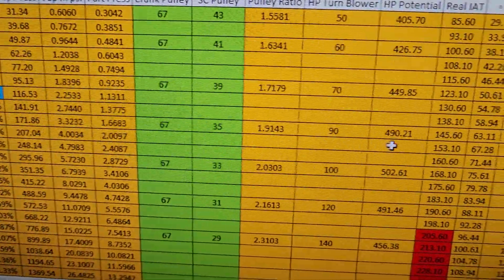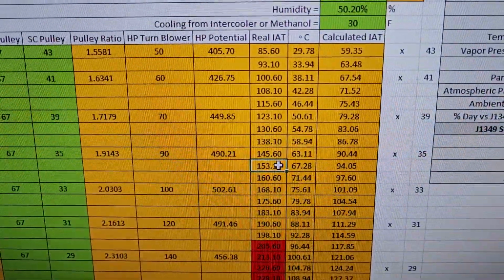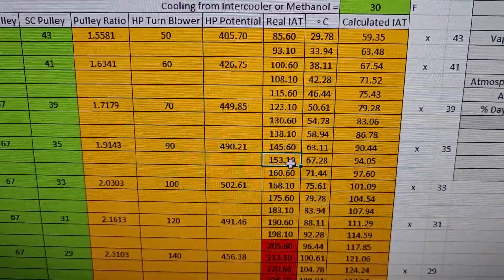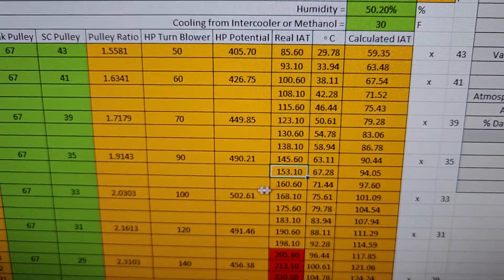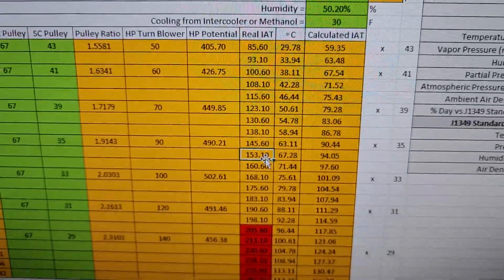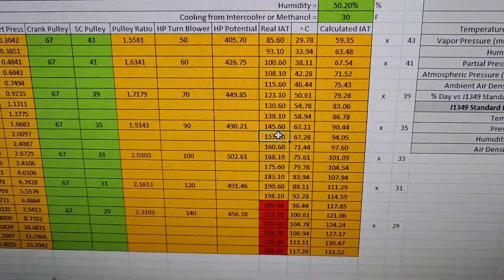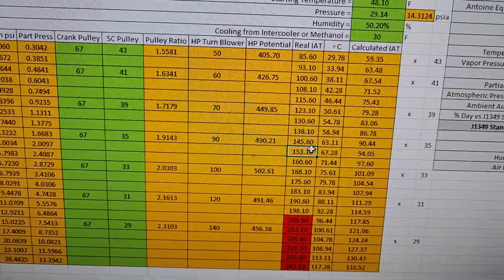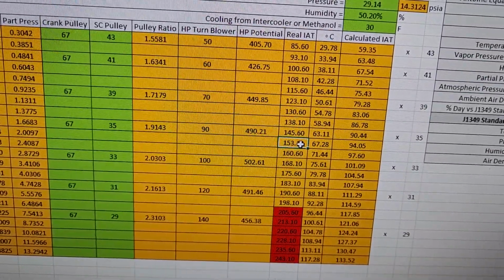Come over here, real IATs, 153 degrees. That's within 3 degrees. I'm good with that. So that's the average temperature throughout the whole run, and that's a pretty good number.